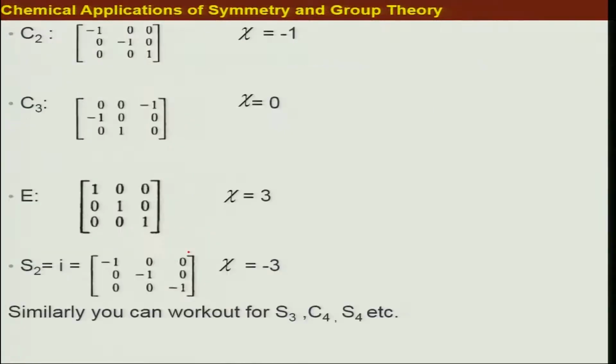Now, again, let's look at the character of the C2 representation. When we have the representation of C2 formed using the xyz basis set, if I sum all the diagonal elements, I get the character as minus 1. Similarly, if I form a matrix for the C3 operation, then I sum up all these elements and I get the character as 0. And I can find the characters for identity, inversion, or Sn operations. In this way we can find the characters.